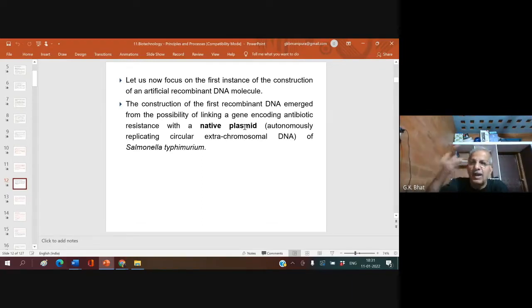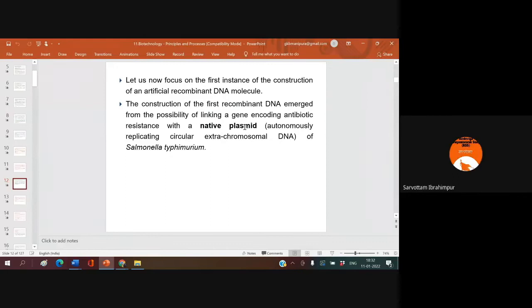Generally, we write a plasmid like this. Am I right? How do we write a plasmid? As a circle, ring-like. We write the plasmid ring-like, am I right?